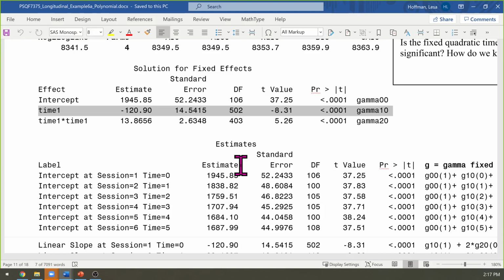Time 0 is at the beginning. So if I have my U-shaped trajectory, it's the first slope at time 0. That slope is 120 milliseconds a session. It is the slope of the line that is tangent to the curve at that point, otherwise known as an instantaneous linear slope. The second you move off of time 0, the slope starts changing.